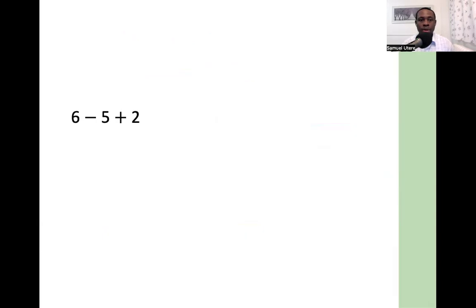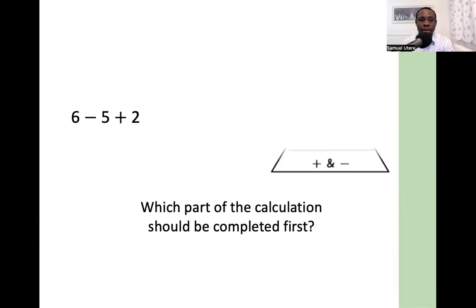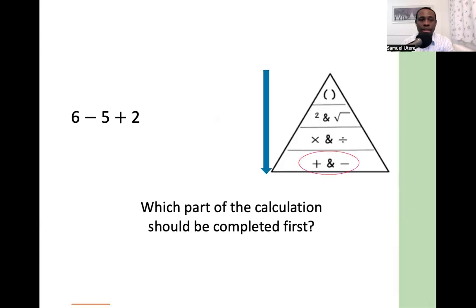What about this one? Which order of operation should we do first? Well, remember that I said that when addition and subtraction are together, same with multiplication and division, we can simply do the operation from left to right. They have the same order of priority when they are together. So in this case, we can simply say 6 minus 5 is 1, 1 add 2 is 3.